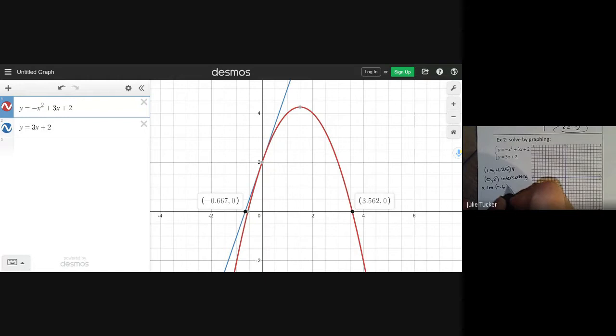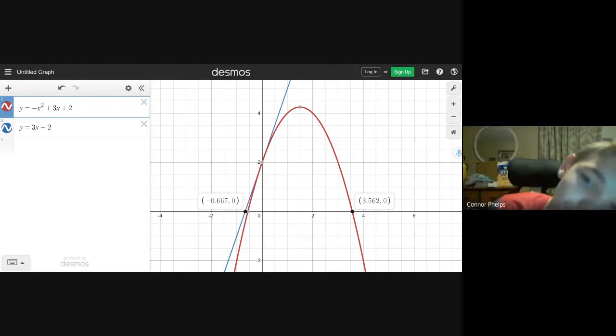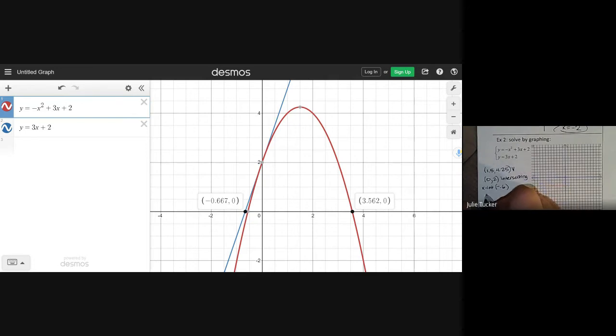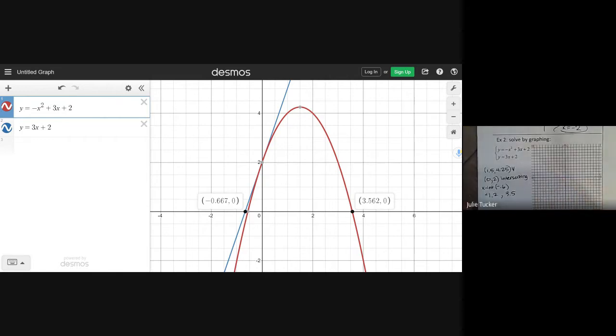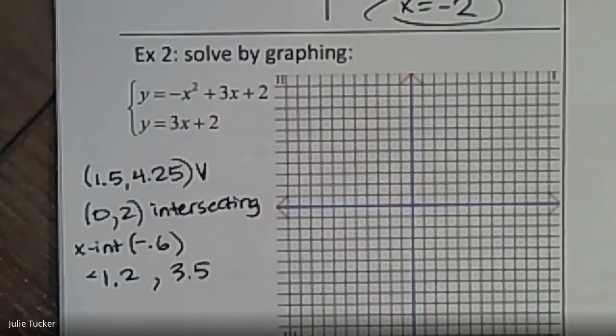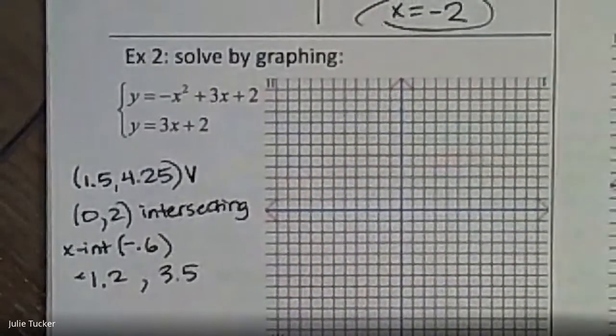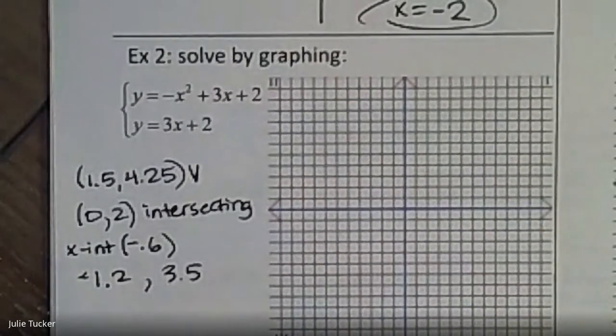Yeah. Okay, I'm just writing the points on my paper before I take Desmos away because I need to know what they are before I lose the picture. Just hold on a second. Okay. So I wrote down all the things that I was getting from the picture on Desmos. I wrote them on the paper, and now I'm going to put them onto the graph on the paper.